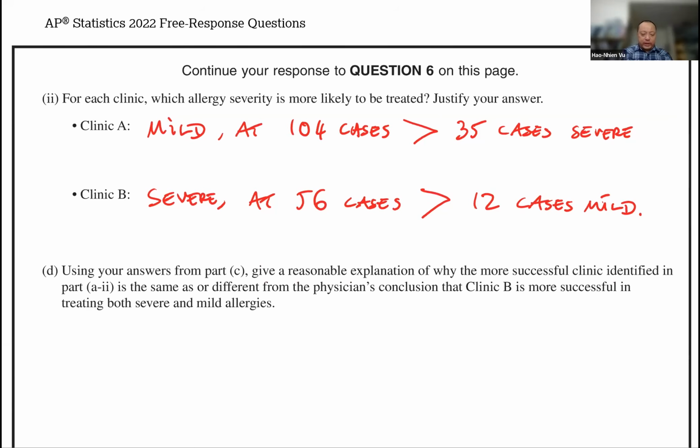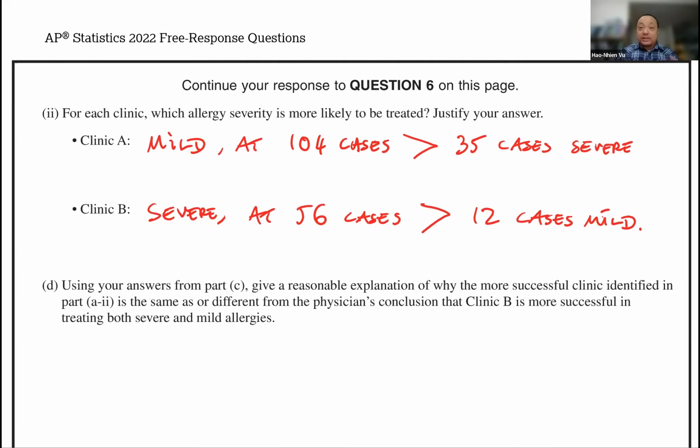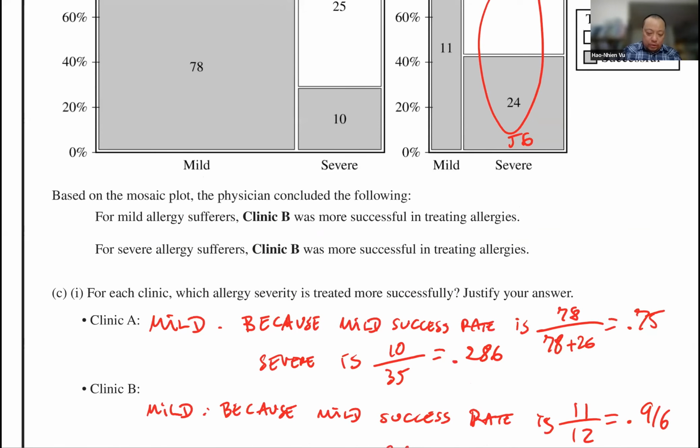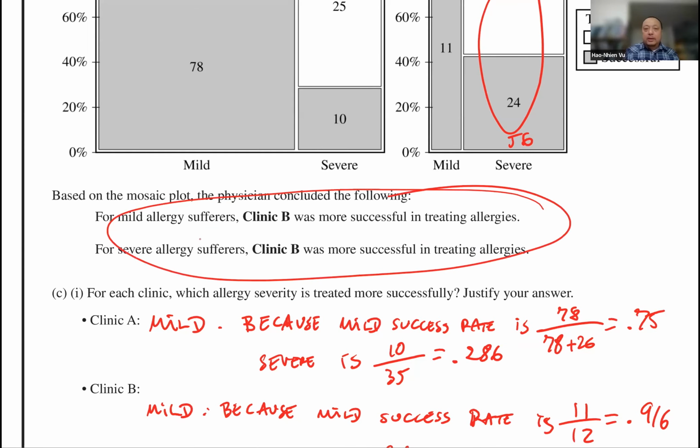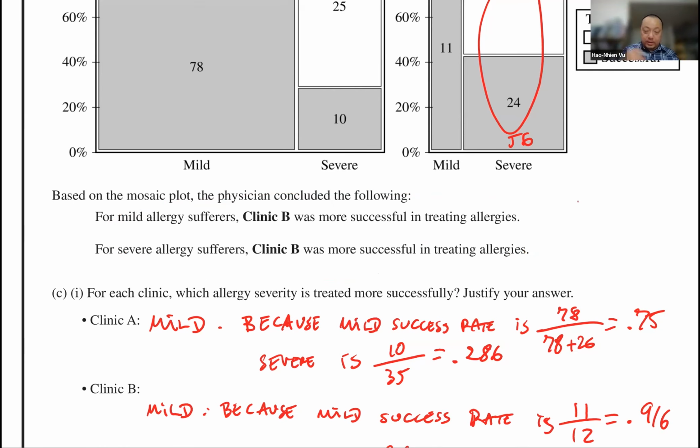Now, part B, using the answers from part C, give a reasonable explanation of why the more successful clinic identified in part A is the same as or different from the physician's conclusion that Clinic B is more successful in treating both severe and mild allergies. So let's go back and look at question A II to see what they're asking. So over here, the physicians conclude that Clinic B is better than Clinic A in every way, in the mild cases and in the severe cases.